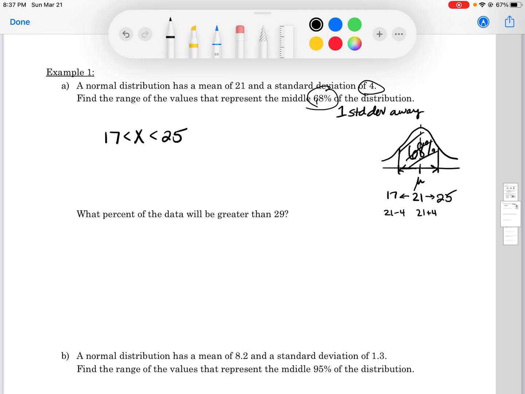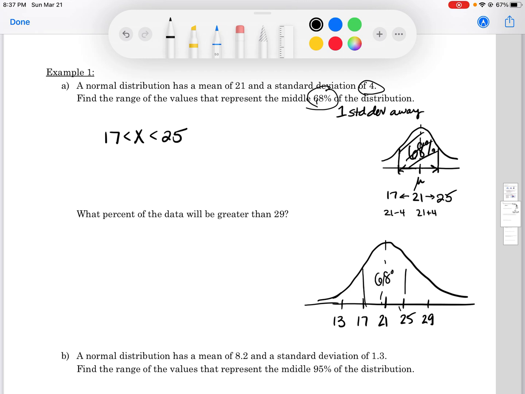What percent of the data will be greater than 29? Okay, so what we want to do here is just continue to count how many standard deviations away and keep adding or subtracting. So we have our mean in the middle, we said was 21. If we went one to the left and one to the right, that's going to give us 17 and 25. If we go another to the right, another 4 spaces, that's 29. That would be 13 on the left. And we could keep going, but we know from here to here is 68%. We know from here to here, we are at 95%.